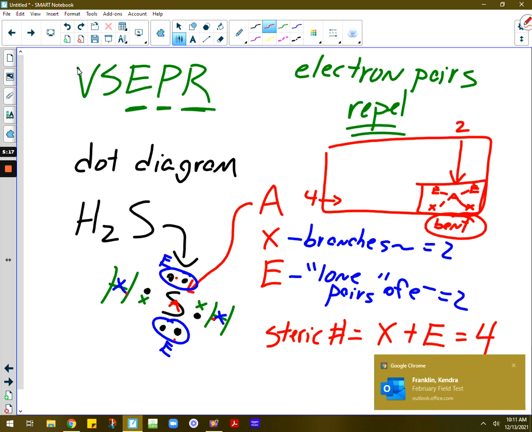Oh boy. That's got to be good news. Honestly, it's just, you look at a single atom, you make sure you have a correctly written dot diagram, you count branches, you count lone pairs, you look on the chart to see what it looks the most like, and that's the shape. Okay.